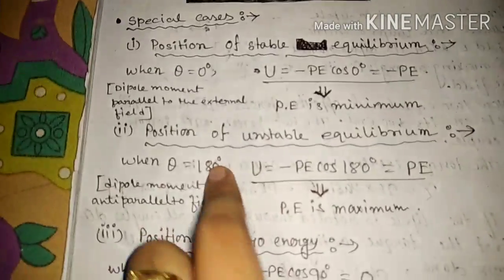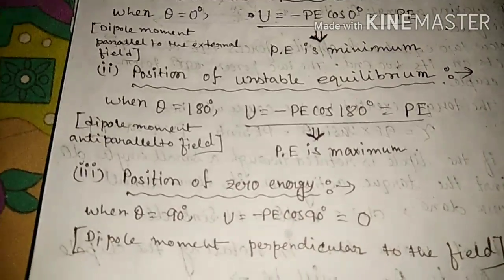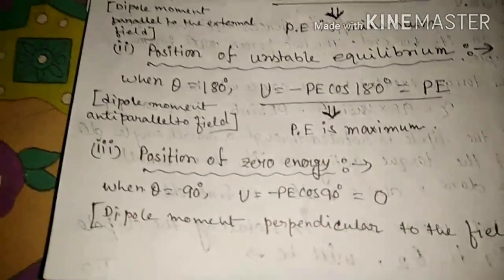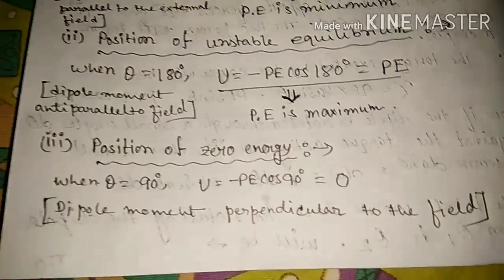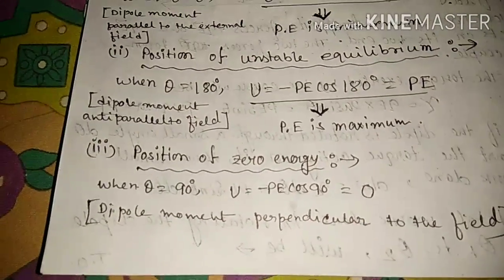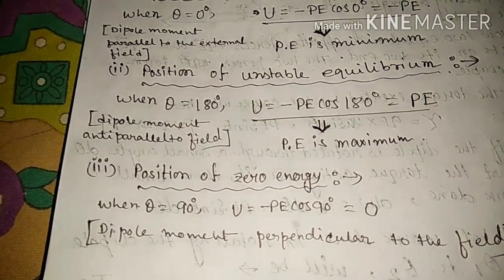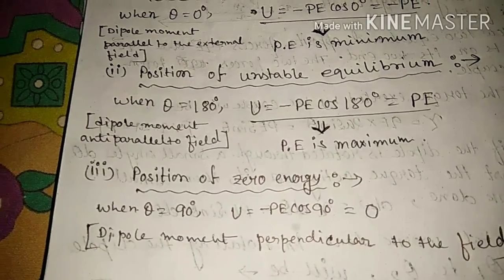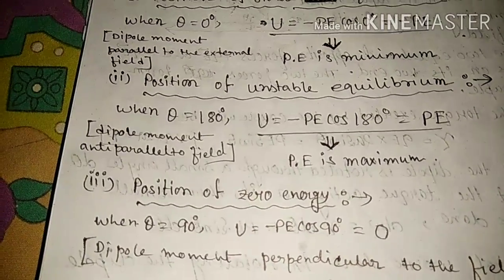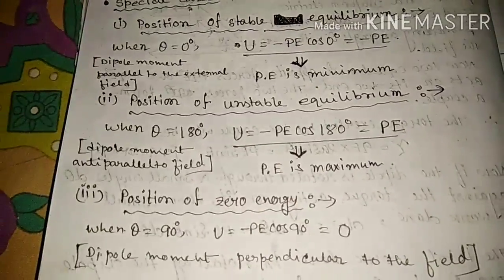And zero energy is when they are perpendicular to each other, when the dipole moment is perpendicular to the field. So theta equals 90 degrees, the cos 90 value is 0, so potential energy is 0. These are the three special cases.